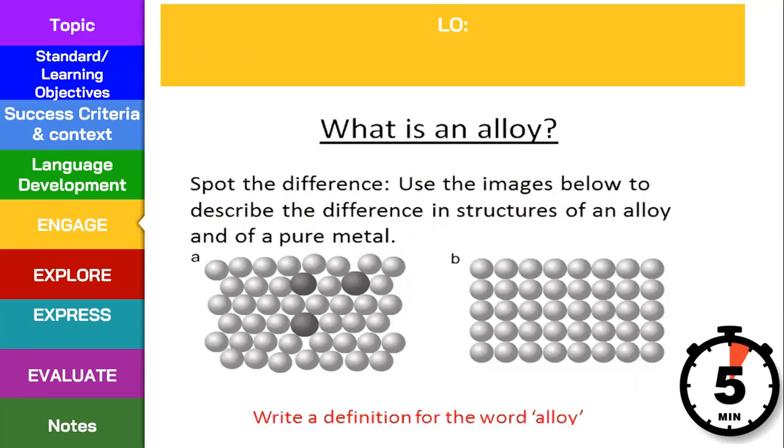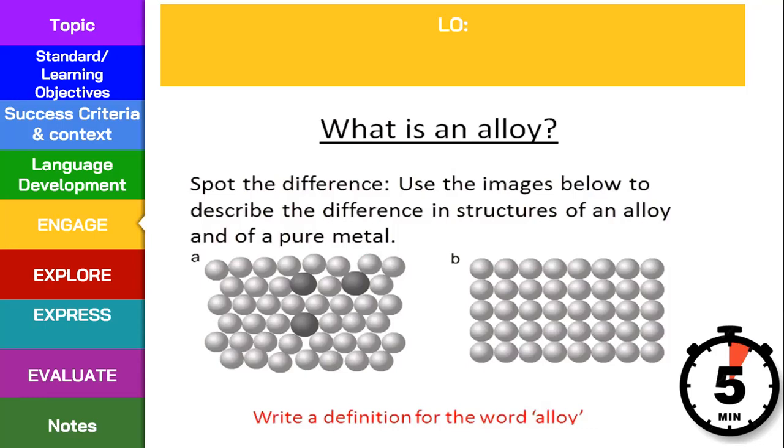Now, A is an alloy, B is a pure metal. How do you know? We know because, as you said, alloys are mixed with non-metals as well. Over here, we can see some dark balls. I think they're non-metals, so they're mixed.